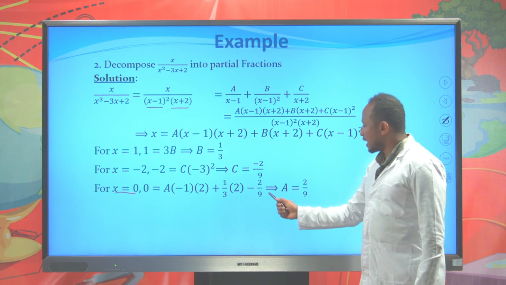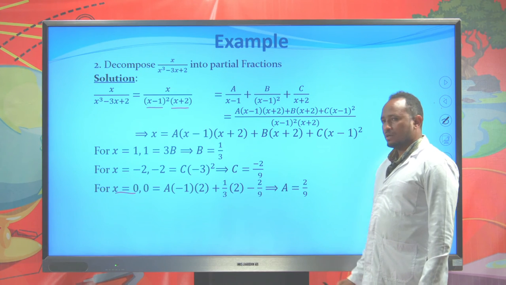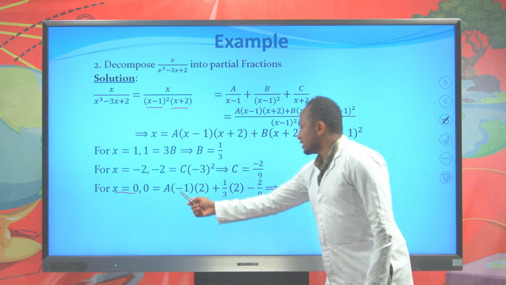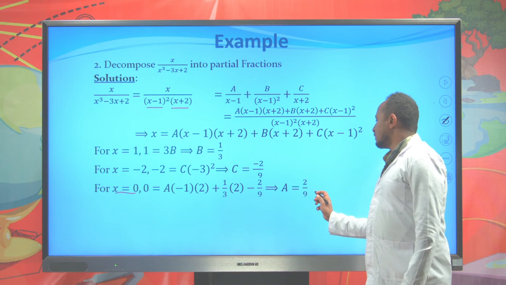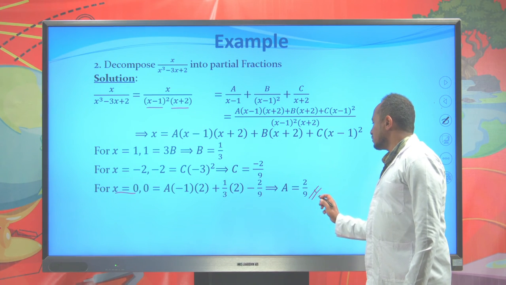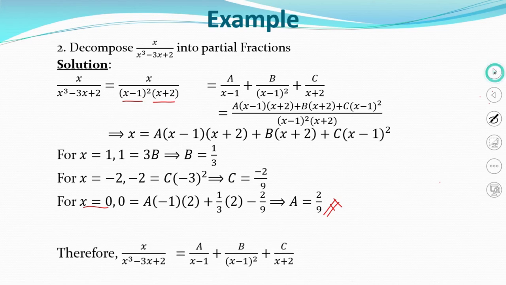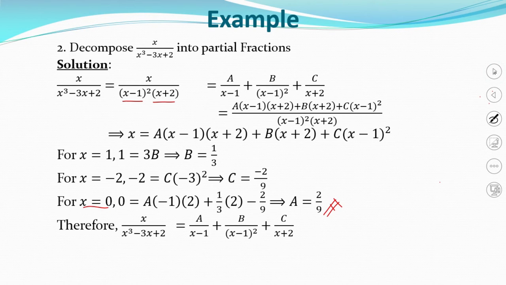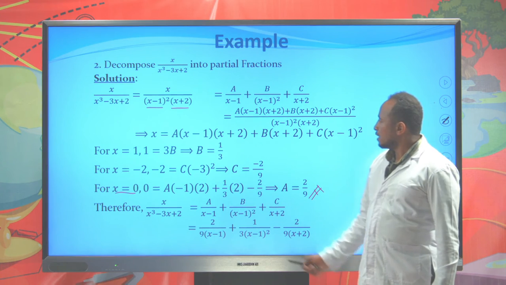1 times minus 2 over 9 is this, minus 2 over 9. So solving this expression for a, you'll have the value of a to be 2 over 9. So since we have found the variables a, b, and c, the final answer will be this one.